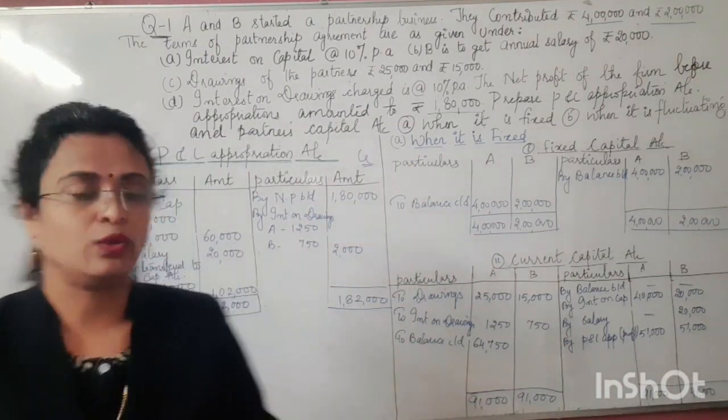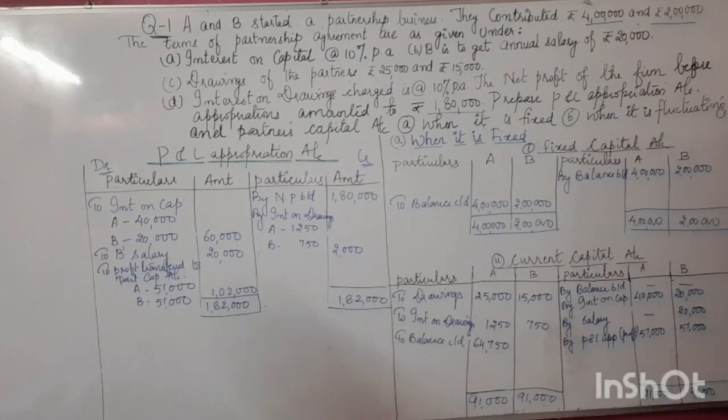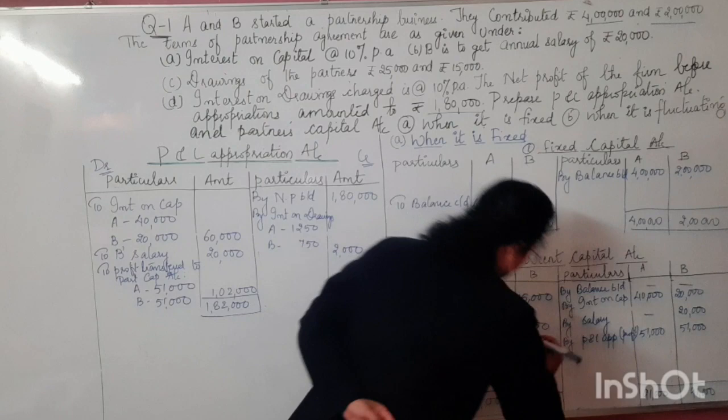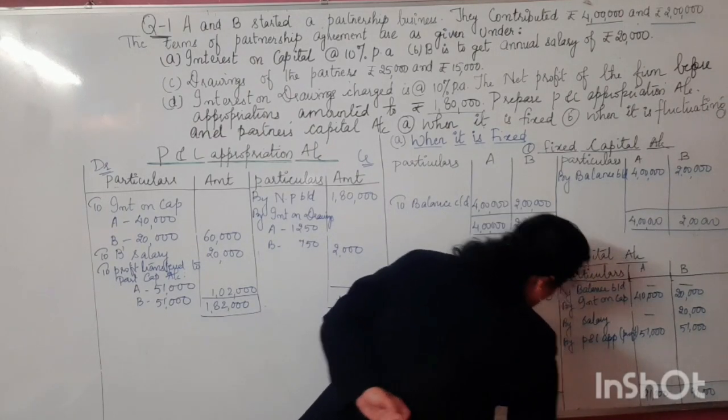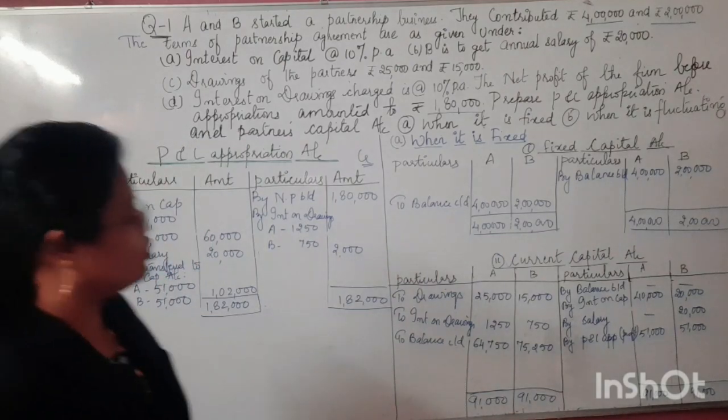Similarly, the 91,000, this minus 15,000 plus 750, means 91,000 minus 15,750. Okay, 91,000 minus 15,750. So what is the total that you are supposed to get here? After deducting this, you should get 75,250.